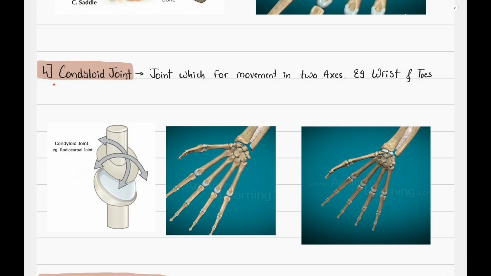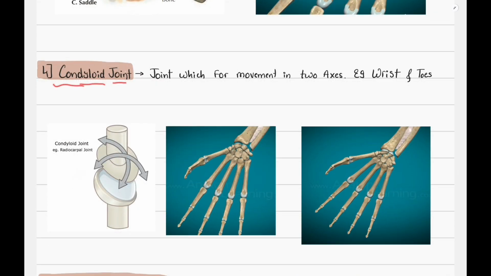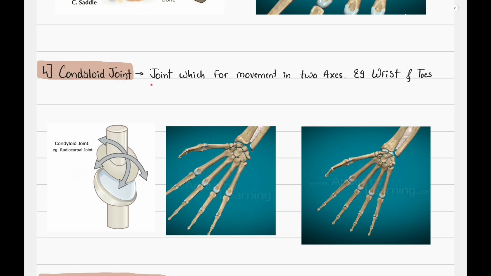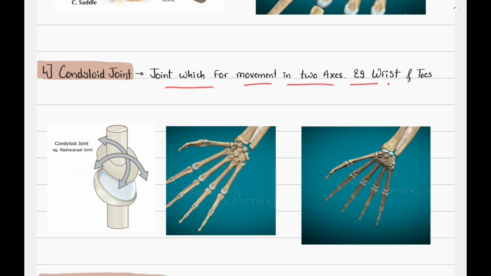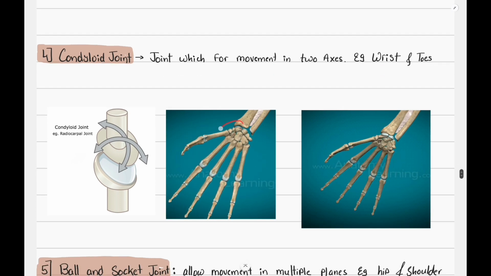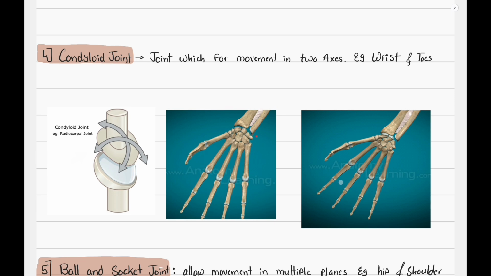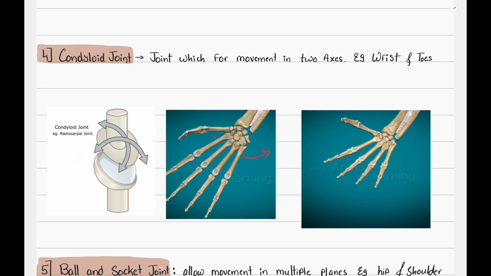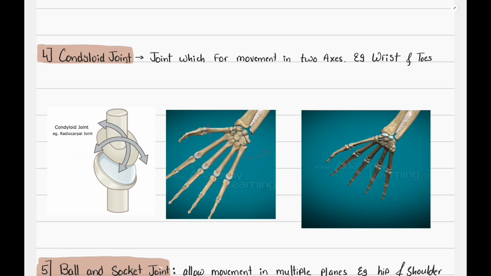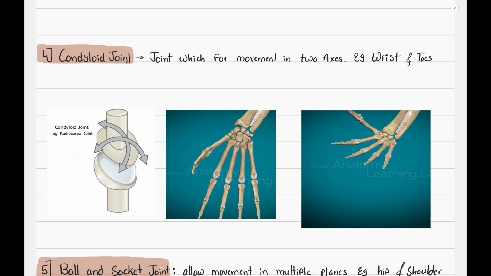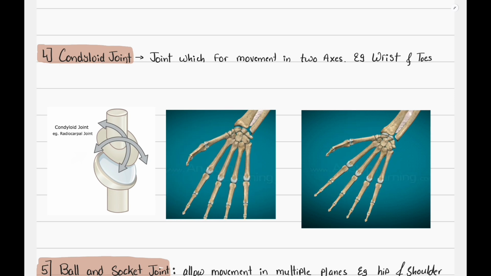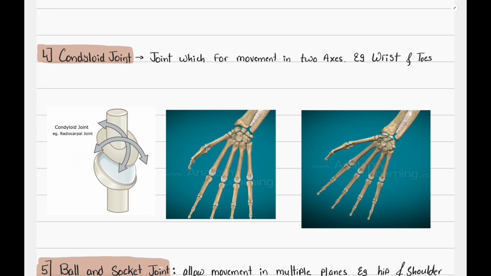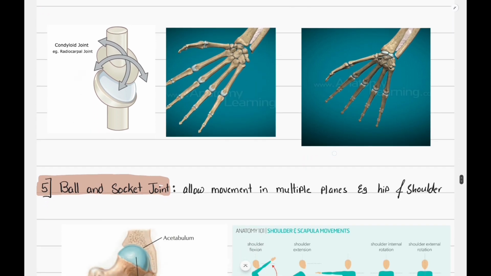Coming to the fourth type of synovial joint, which is the condyloid joint. This is the joint which allows movement in two axes. Example, wrist and toes joint. So right here is the wrist joint. You can see with the help of this animation that firstly it is moving in this and this direction, and then it is going anteriorly and posteriorly. So these are the two axes of movement for the joint.